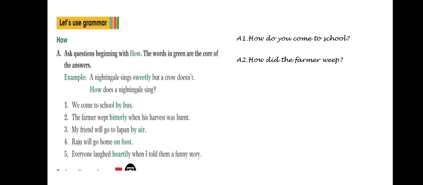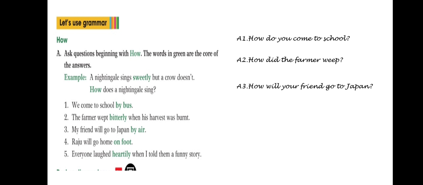Now next: my friend will go to Japan by air. As it is simple future tense, how will I say it? Your friend. So how will your friend go to Japan? Instead of writing how your friend will go to Japan, you write how will your friend go to Japan.